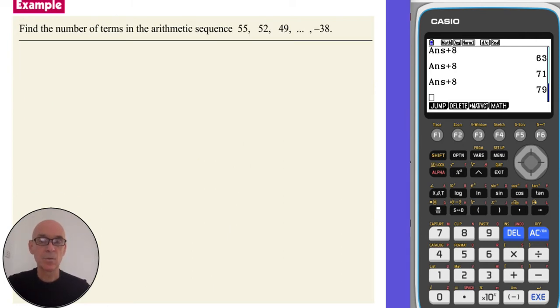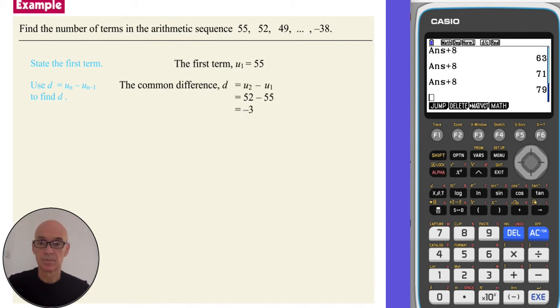In this question, we're given an arithmetic sequence and we're asked to find the number of terms. So if we start by writing down the first term, which is 55. Then if we subtract consecutive terms, for example, the second term u2, take away the first term u1, we see we get a common difference of negative 3. And the negative indicating that the terms are going down, decreasing.